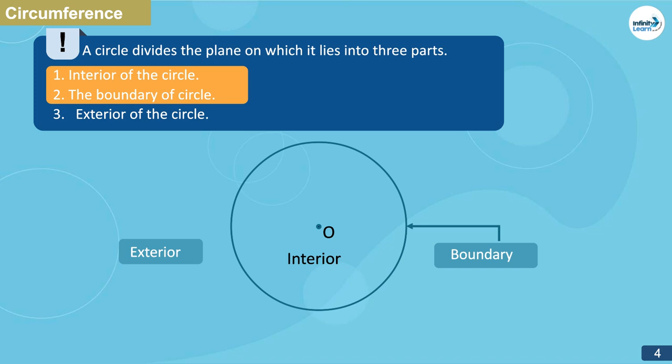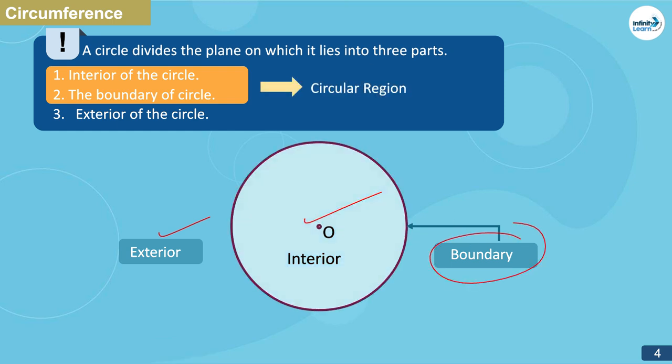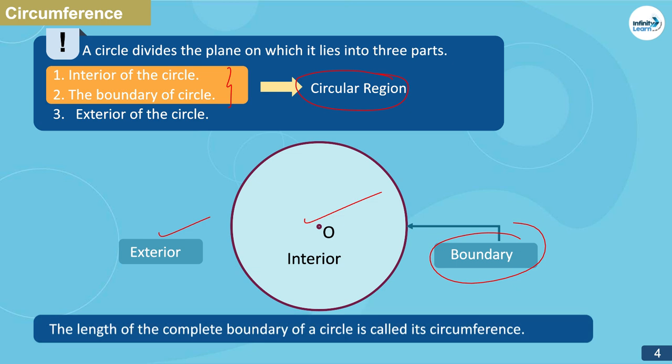Now a circle divides the plane into three parts: exterior, interior and the boundary. The interior and the boundary of the circle is known as circular region. The length of the complete boundary is known as circumference.